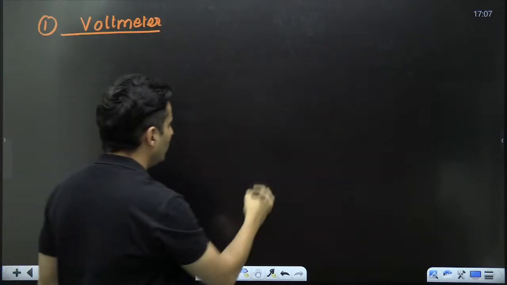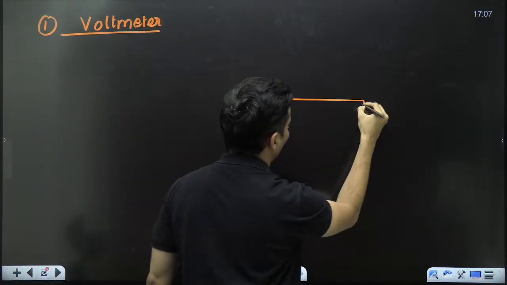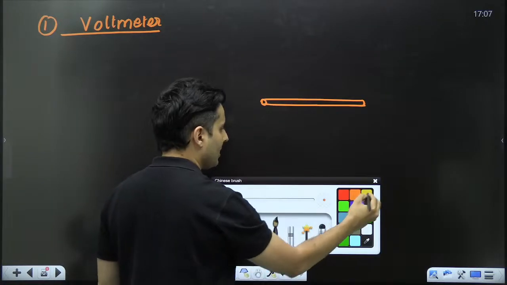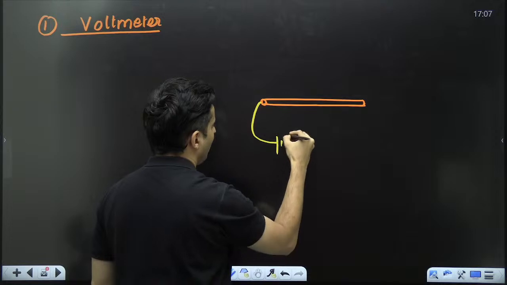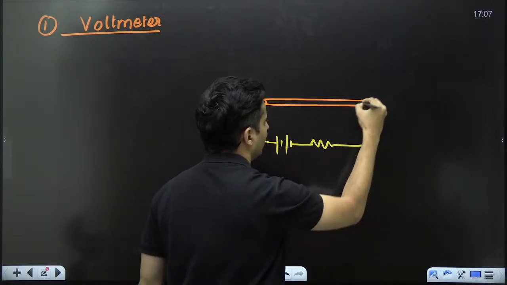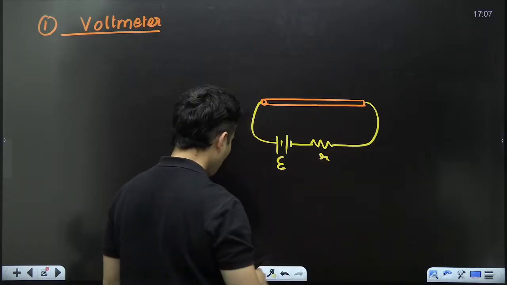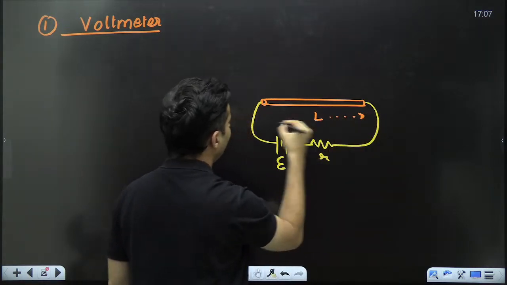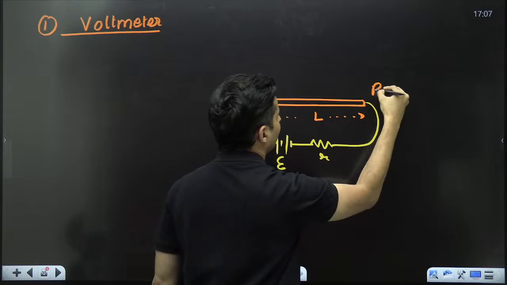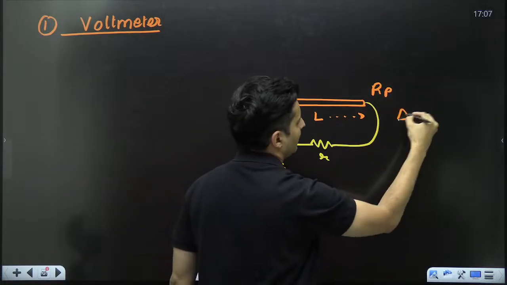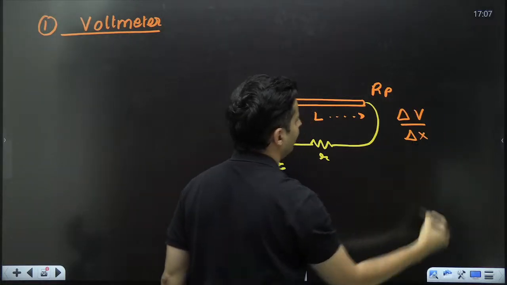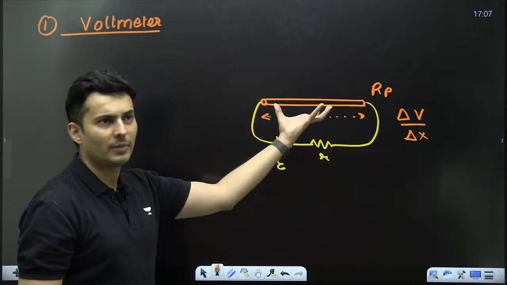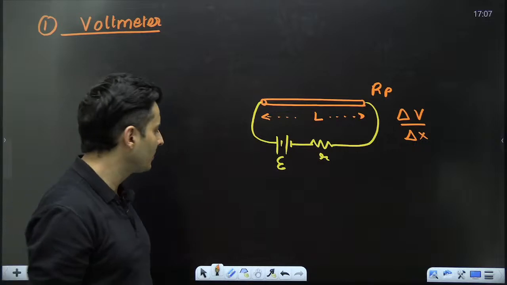So what you do is you have the potentiometer wire. It is connected to your primary circuit like this. This has certain length, let's say L. It has certain resistance Rp. It also has some voltage gradient delta V by delta X. It's already known how to calculate that. I know this much length, this much voltage, this much length, that much voltage.